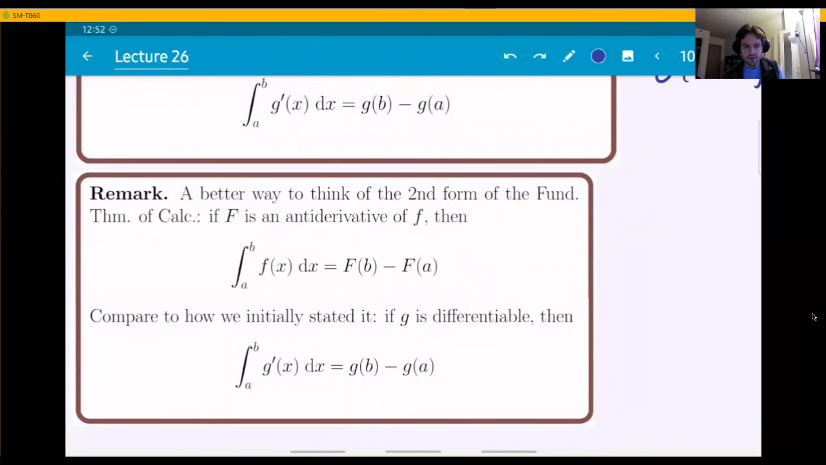Think of it this way. If you have some function little f being integrated, and if you know an antiderivative big F, then you can do it this way. Big F of b minus big F of a. Compare this to the way that we initially stated this. You're going to see this is exactly the same thing. We're just replacing g prime with little f, and then g with big F.